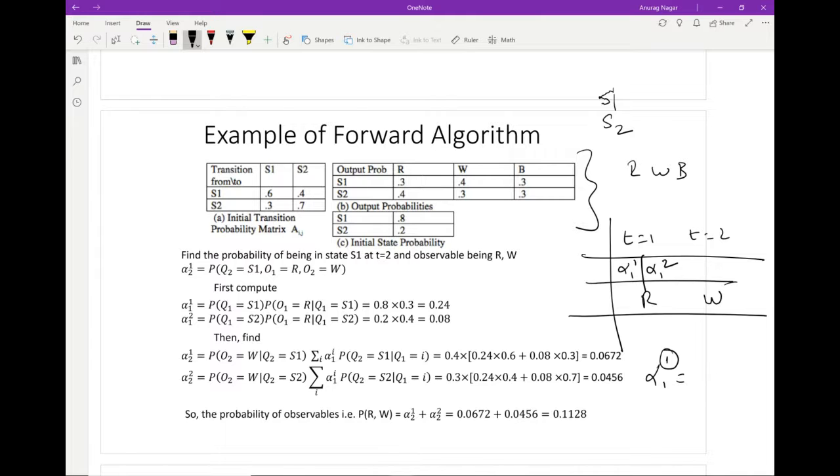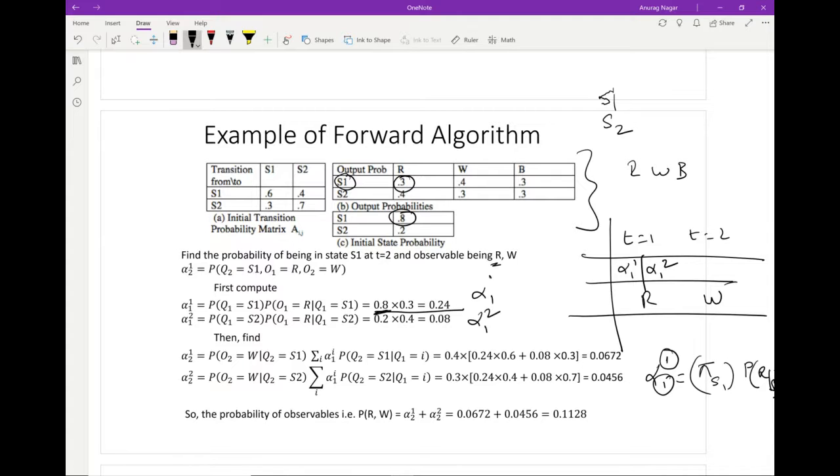So starting in state 1, the probability of that is 80%. This one. Starting in state 1 and doing what? So pi in state 1, starting in state 1 and then outputting what? Outputting R in state 1. So what's the probability of state 1 outputting R? 30%. So I have this. This is alpha 1, time 1 being in state 1.